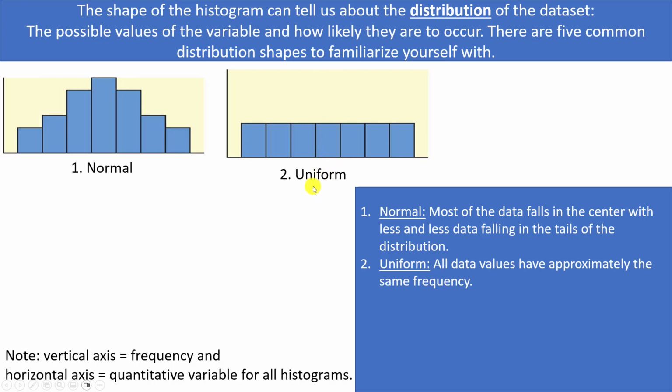Uniform does not mean everyone is the same. Uniform means an equal spread of the data. So just as many lows as mediums and highs. So make sure that you don't get that kind of confused.